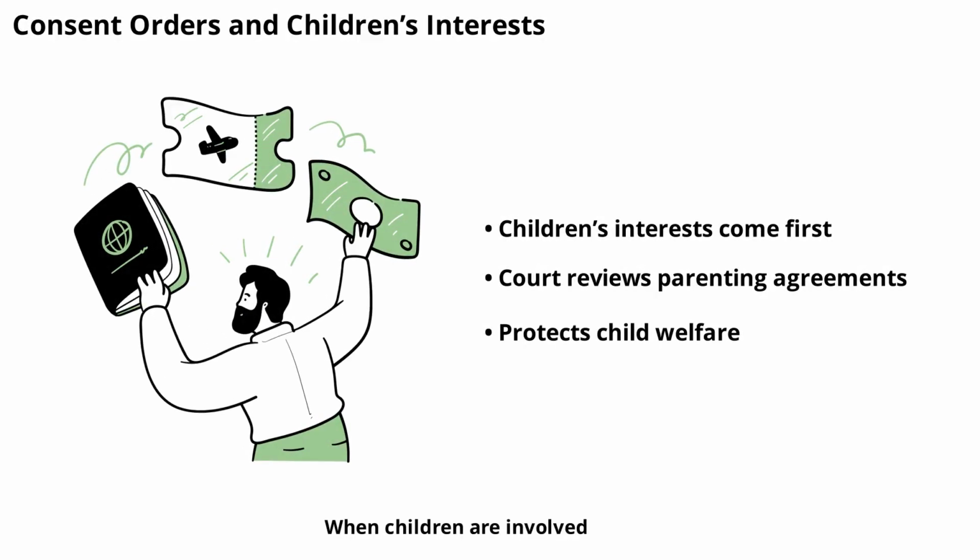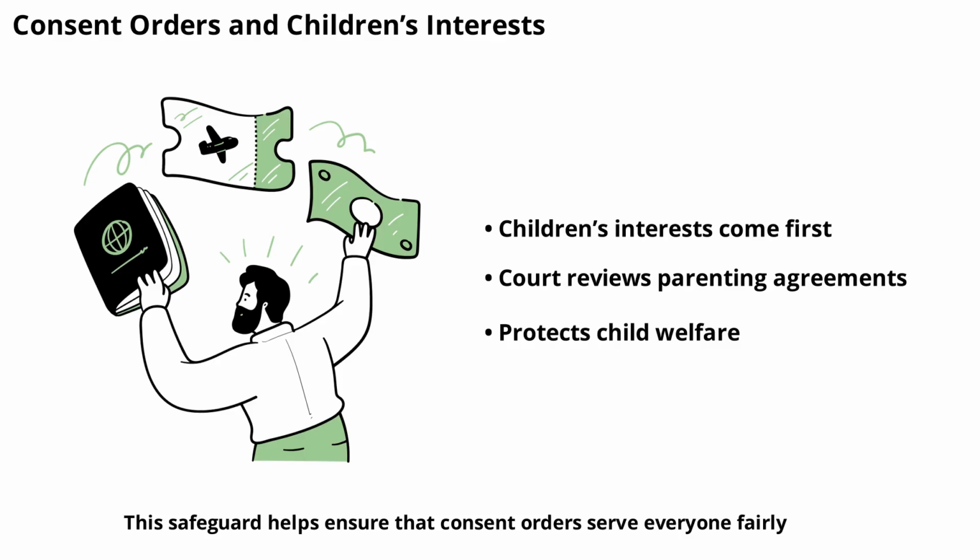When children are involved, the court's top priority is their best interests. Consent orders related to parenting or child support are carefully reviewed to ensure they meet this standard. The court may reject an agreement if it doesn't adequately protect the children's welfare. This safeguard helps ensure that consent orders serve everyone fairly.